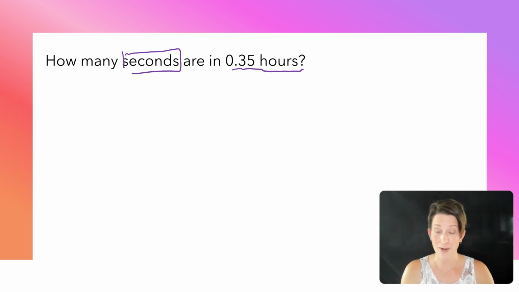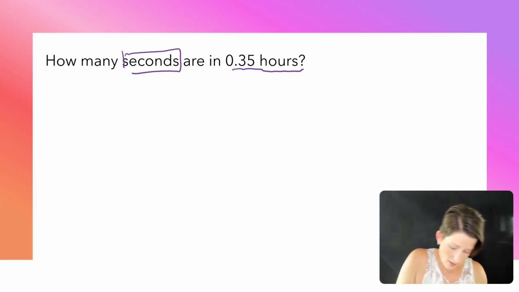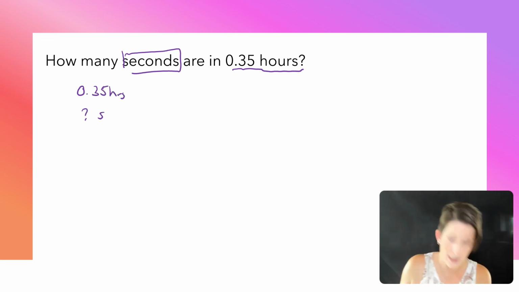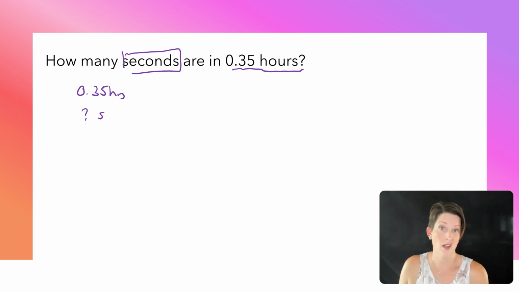Next up, write everything down. So I know I have 0.35 hours, and I am looking for that value in seconds. That's all that's given to me in the problem.